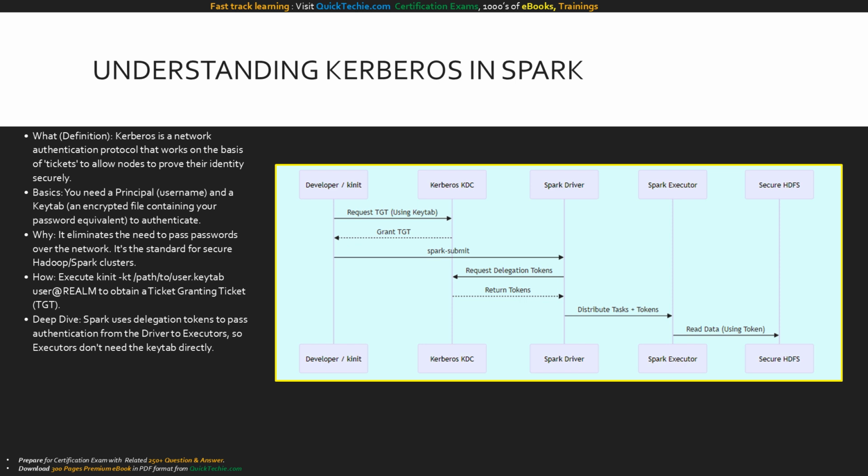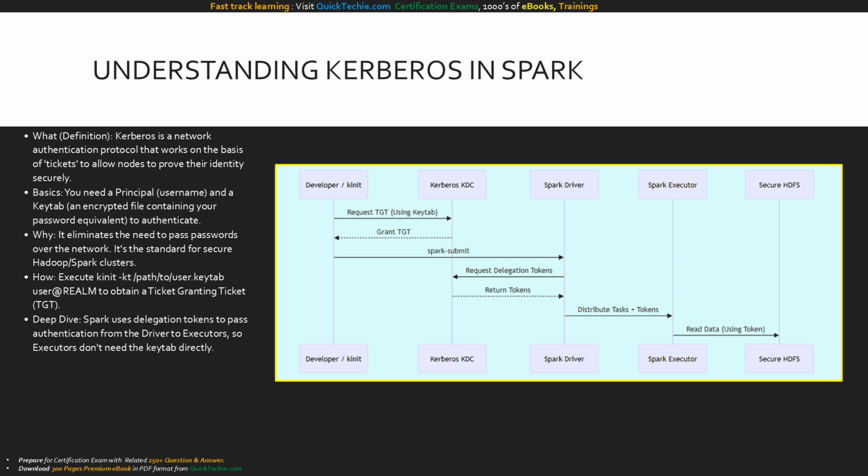Why is this so crucial for Spark? Because in a YARN or Kubernetes cluster, your Spark driver needs to securely spawn hundreds of executors. Instead of distributing your sensitive keytab to every worker node, the driver obtains delegation tokens from Kerberos and securely passes those tokens to the executors. This allows the executors to safely read from HDFS or Hive without needing their own keytabs.